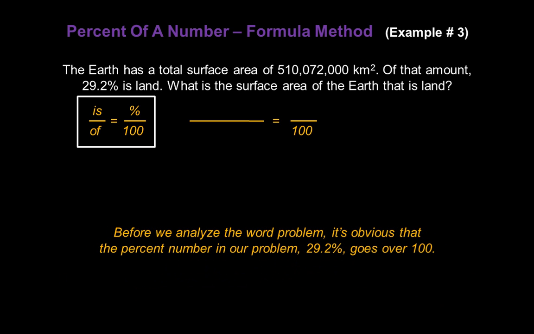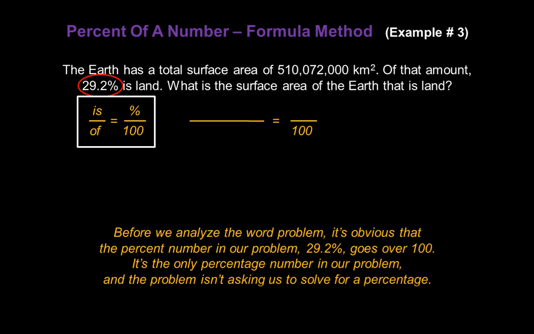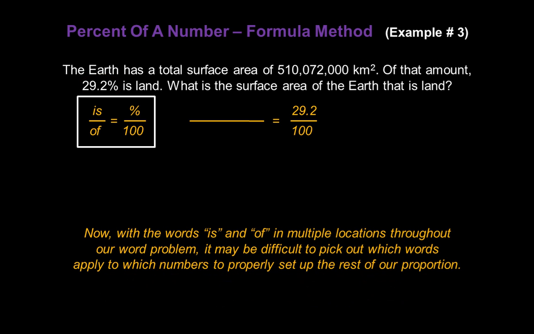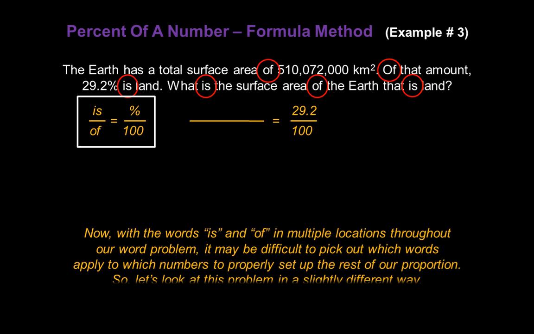Now, before we analyze the word problem, it's obvious our percent number in the problem, 29.2%, is going to go over 100. It's the only percentage number in our problem, and the problem isn't asking us to solve for a percentage. So we know we're going to replace the percent symbol with 29.2. Now, with the words is and of in multiple locations throughout our word problem, it may be difficult to pick out which words apply to which numbers to properly set up the rest of our proportion. So let's look at this problem in a slightly different way.